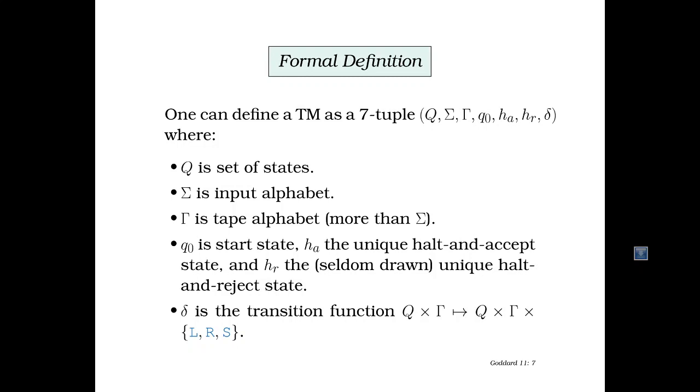Now this is rarely drawn. Delta is the transition function. So it is the cross product of Q and gamma and results in Q and gamma and either move to the left or right or stay.